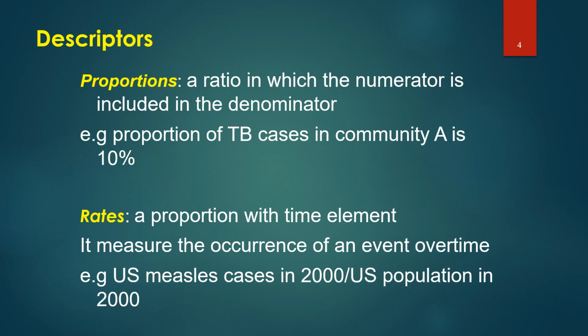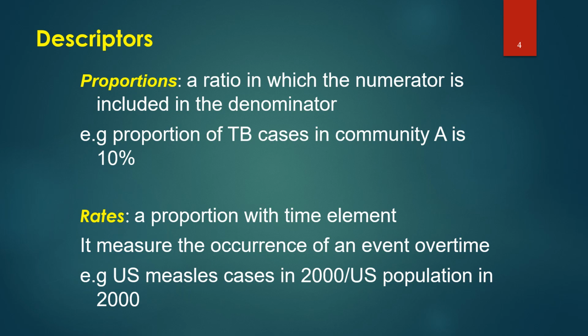The fourth quantifier is rates. A rate is a proportion, but what's different is that it has a time element in it. So, a proportion with a time element. It measures the occurrence of an event during a period of time or over time.